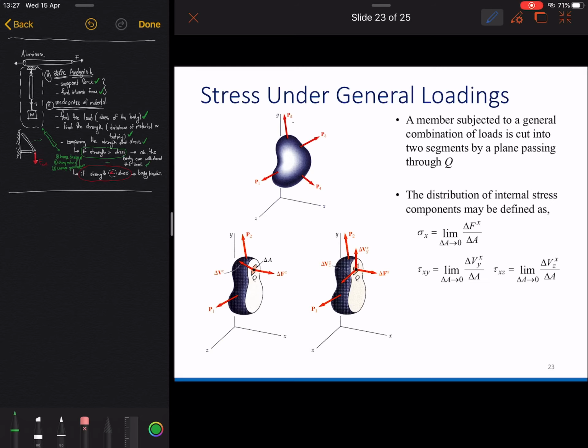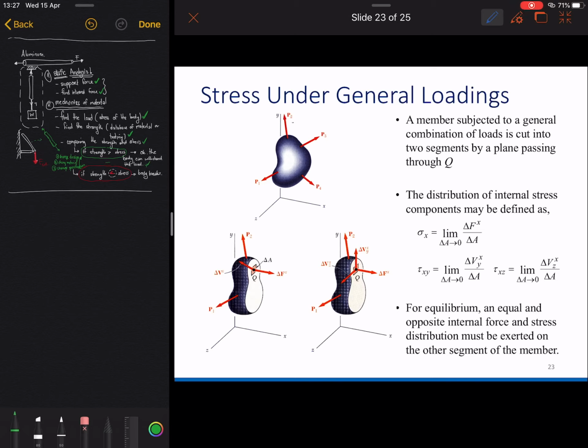Here, when we have a really 3D object, our stress will also become 3D, and it depends on the axes. How do you define the axes? You can also find the normal stress and the shear stress by this formula, but the following slide will be easier to explain.